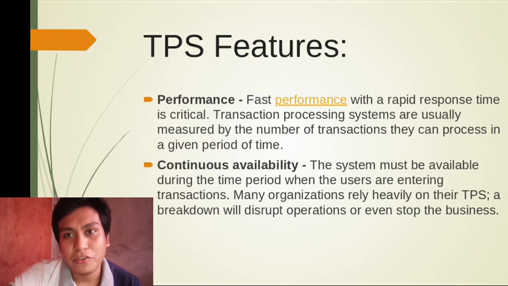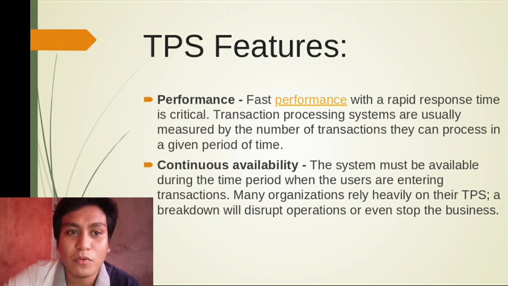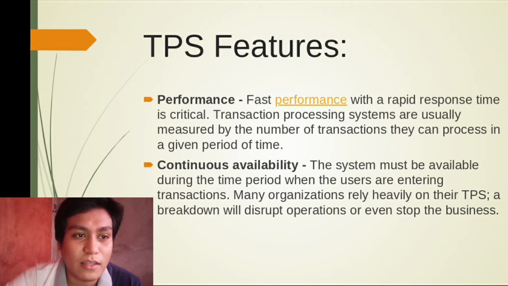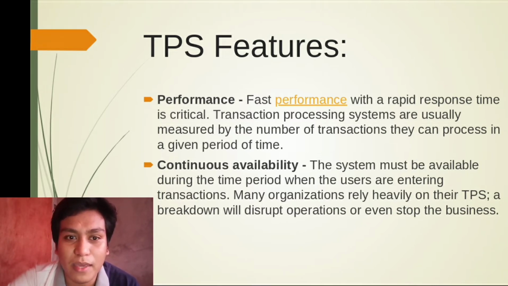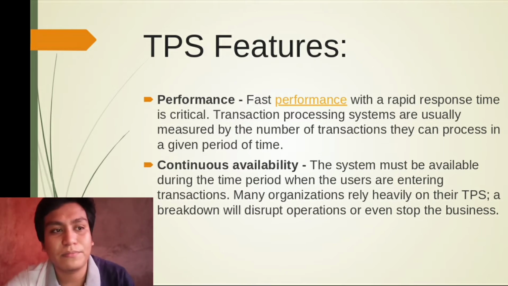So, the transaction processing system features. First is performance. Fast performance with a rapid response time is critical. Transaction processing systems are usually measured by the number of transactions they can process in a given period of time. Continuous availability. The system must be available during the time period when the users are entering transactions. Many organizations rely heavily on their TPS. A breakdown will disrupt operations or even stop the business.